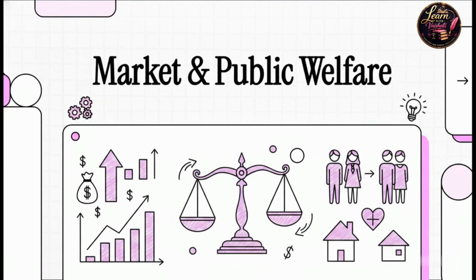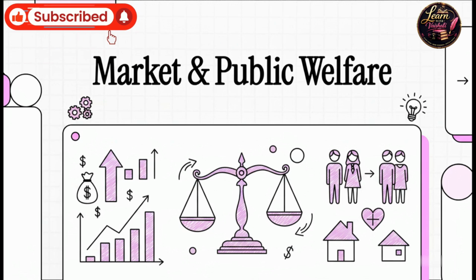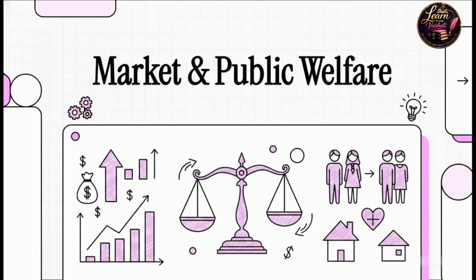Whether you are currently studying for your BA Semester 1 political science exams, or you're simply a focused learner who really wants to understand the structural pillars of our society, I promise you are in the exact right place. Today we are breaking down a massive topic, Chapter 13, the market and public welfare. We're going to get straight into the core of how a society balances raw economics with actual human well-being. So grab a notebook, get comfortable, and let's get ready to take some really great notes.